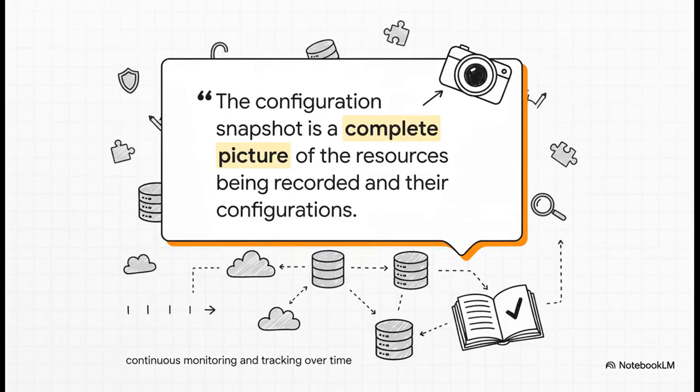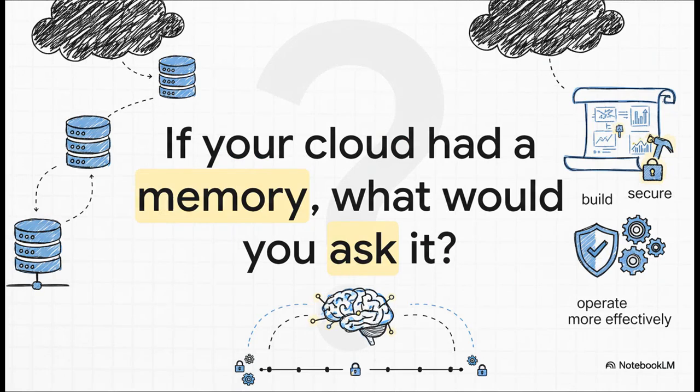You know, there's a line in the official docs that just nails it perfectly. It says you can get a configuration snapshot, which is a complete picture of every single recorded resource and its configuration. That's it. It is the definitive, authoritative source of truth for your cloud. So let me just leave you with this thought. AWS Config basically gives your entire cloud infrastructure a perfect, searchable memory. So the real question isn't what it can do, but with that kind of power, what will you ask it? What problems will you solve?